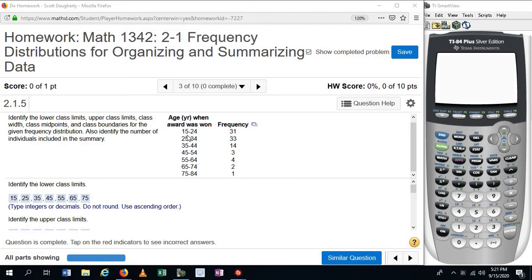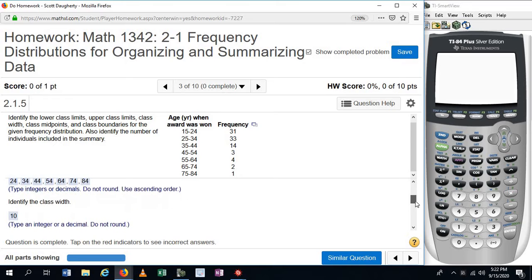Now these are called classes. The first class goes from 15 to 24, and then the next one goes from 25 to 34, and so on. Now in this class, the lower limit is the 15 and the upper limit is the 24. So the lower limits for this frequency distribution table are 15, 25, 35, 45, 55, 65, and 75. Whereas the upper class limits are 24, 34, 44, 54, 64, 74, and 84.